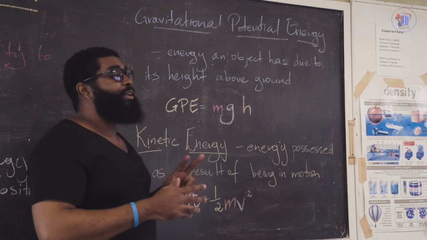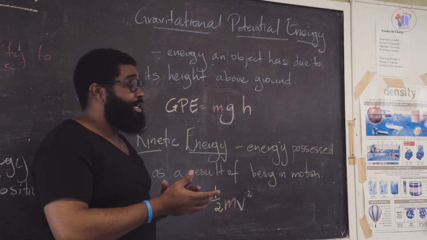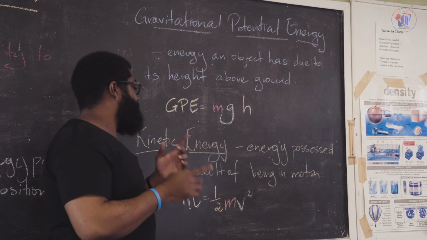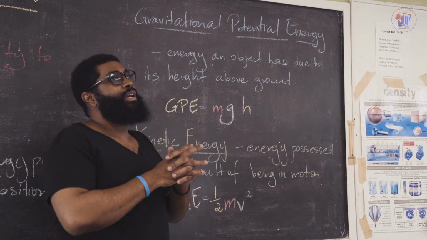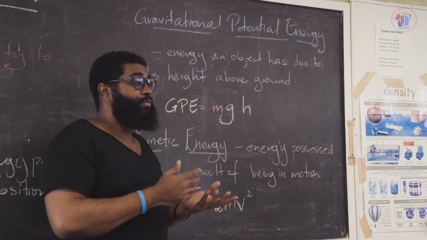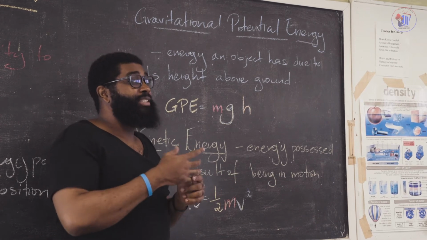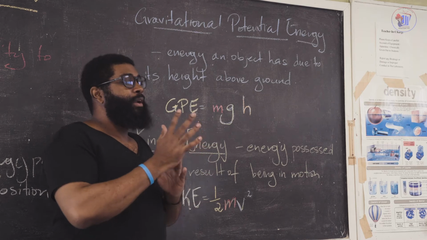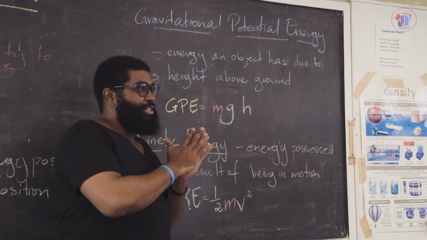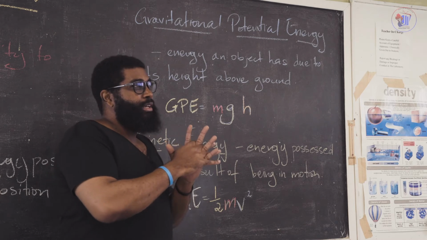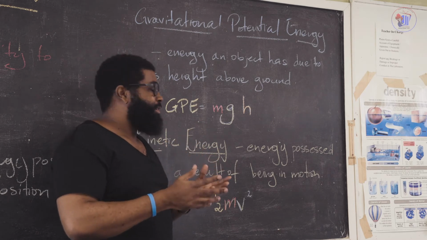Kinetic energy is the second energy we look at for the CSEC syllabus. Kinetic energy is the energy possessed as a result of an object being in motion. Please don't say kinetic energy is the energy of motion or energy in motion. When an object is in motion, it possesses kinetic energy. But to say that it is the energy of motion or energy in motion is a bit incorrect.